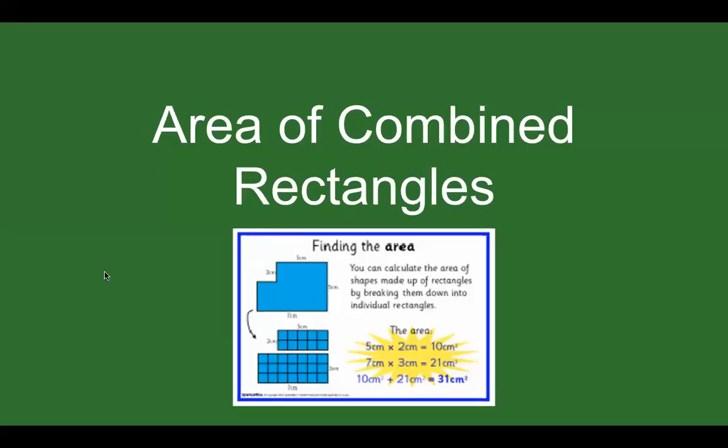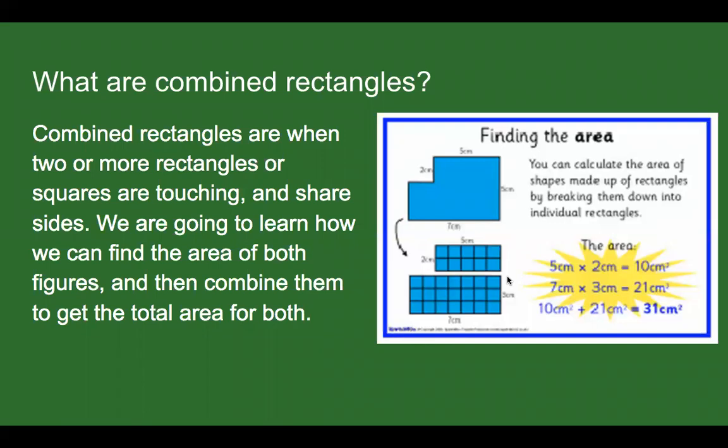Hi class, so today in math we're going to be talking about how we can find the area of combined rectangles. In a previous lesson last week, you learned how to find the area of one rectangle, but sometimes we can find the area of multiple rectangles, and that also means including squares. So first, let's talk about what combined rectangles are. Combined rectangles are when two or more rectangles or squares are touching and they share sides.